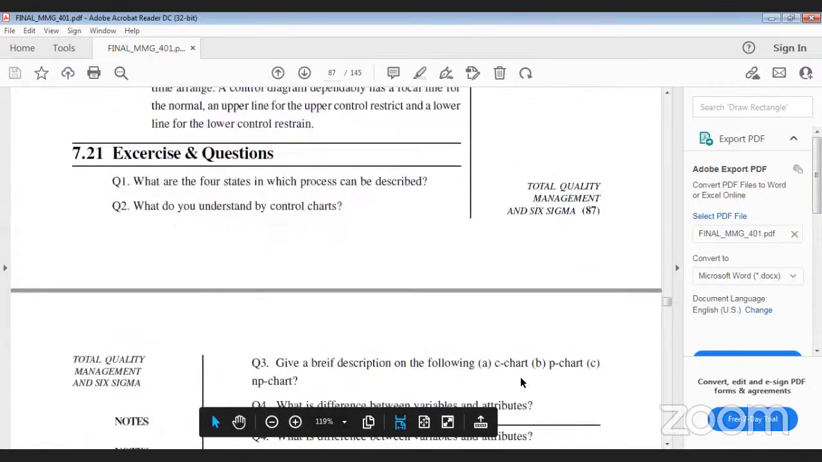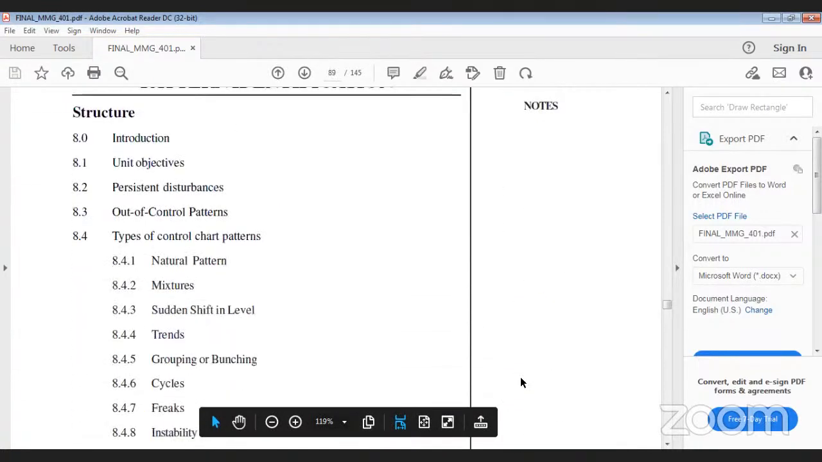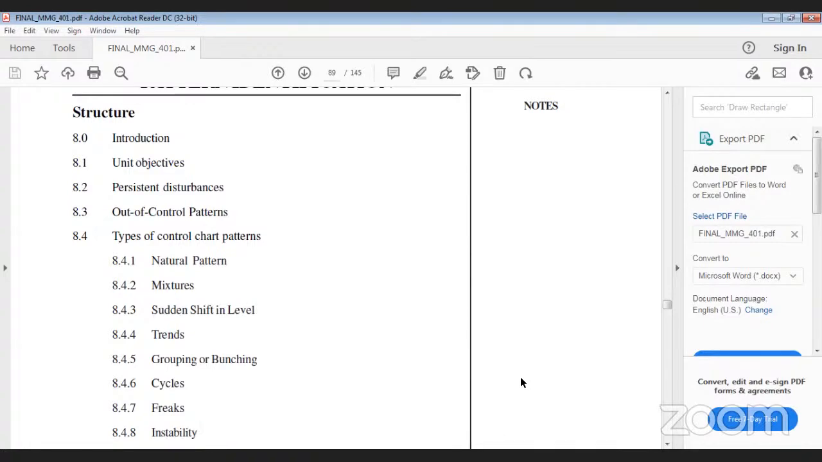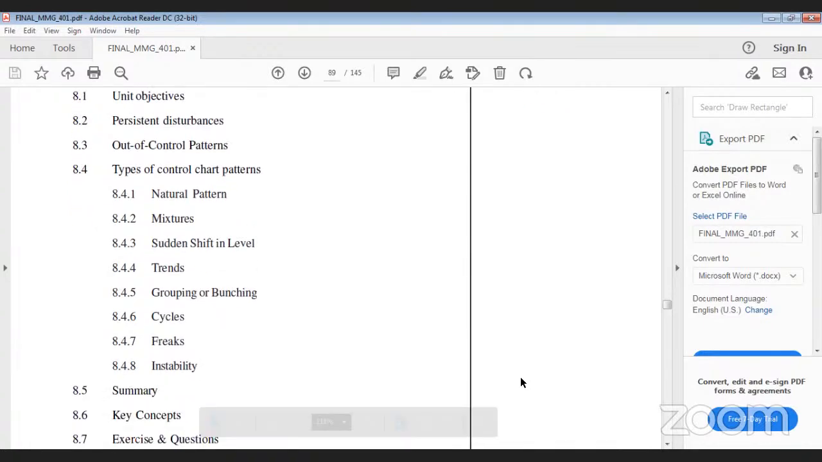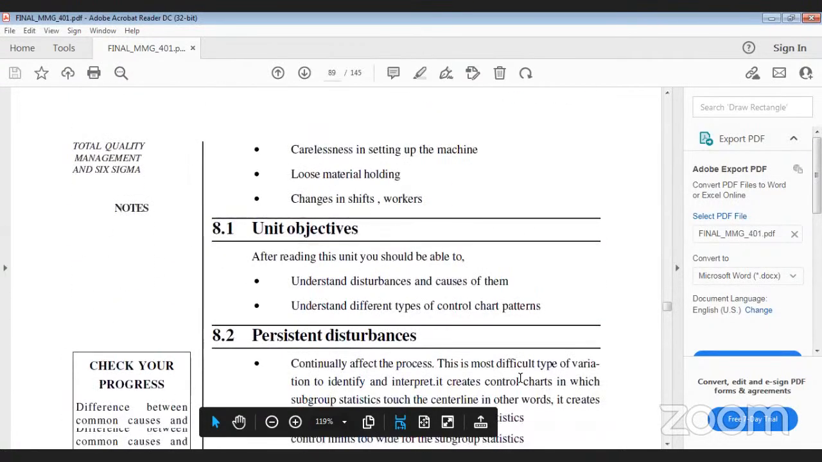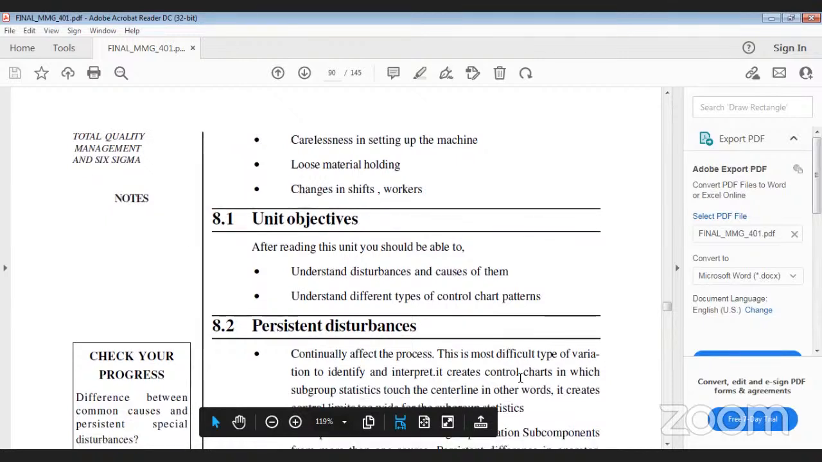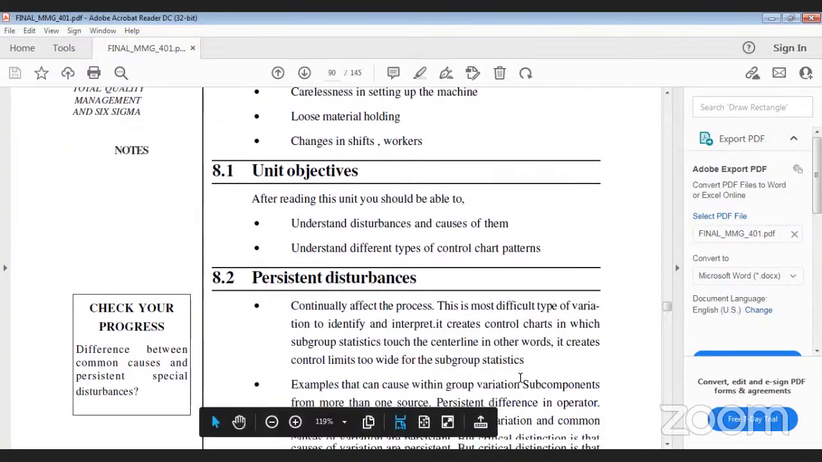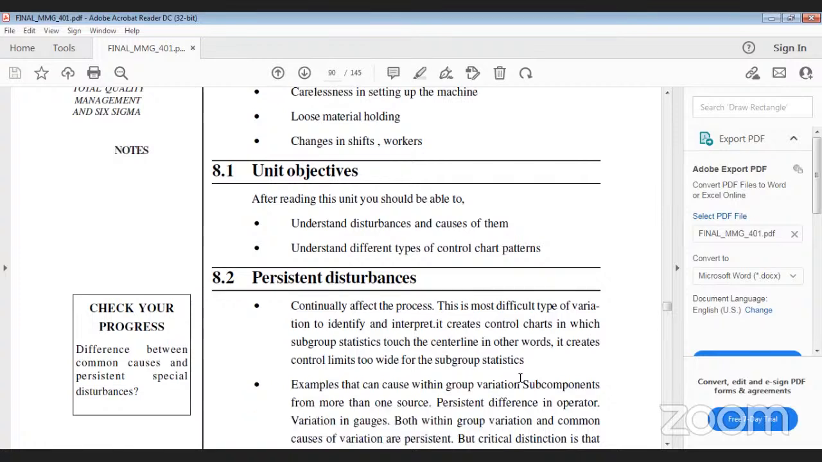The next unit is unit number 8, and in this unit you will find pattern identification. There are different control chart patterns given here, and those patterns are chaotic functions and automatic. Unit objectives: understand the disbursement and causes of them, and understand different control chart patterns. Here, with the continuous effect of the progress, most of the difficult types of variation of the identity we have seen in examples as the case.